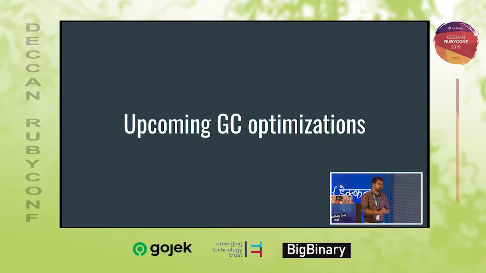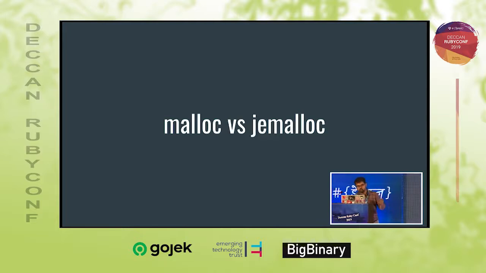So what are the solutions to this? As I was saying, Ruby 2.7 is coming with compacting algorithms. Those are the GC optimizations that could solve this. This is level 2. And then malloc versus jemalloc. malloc is the library that is responsible for allocating memory in C, right? jemalloc is just a different implementation of that.